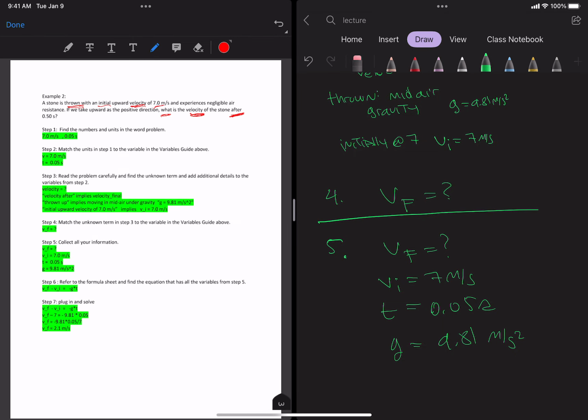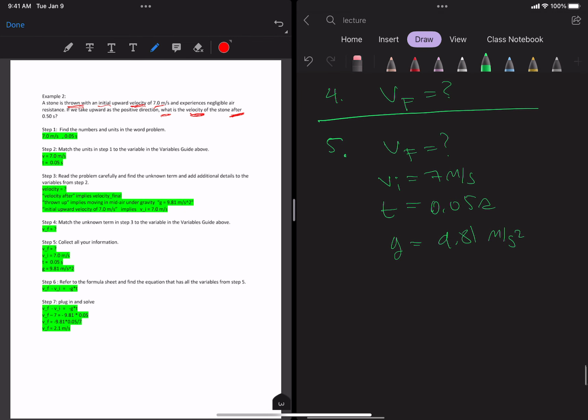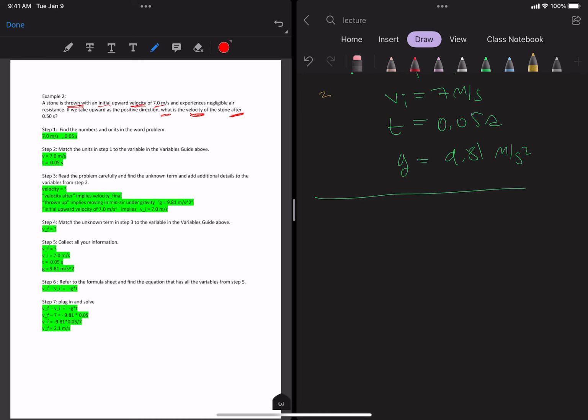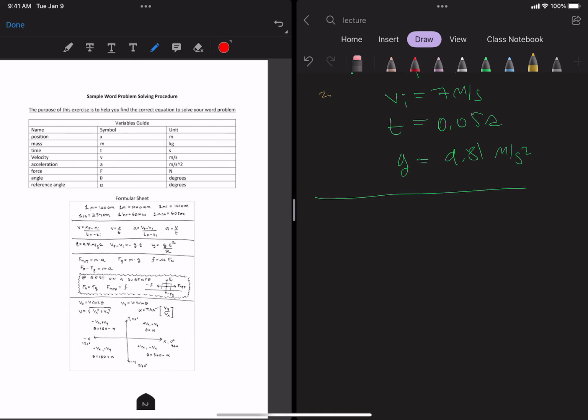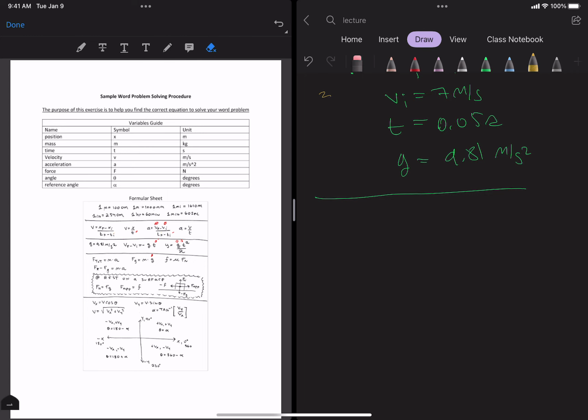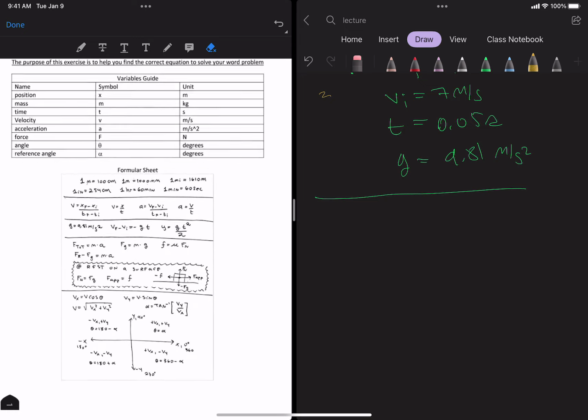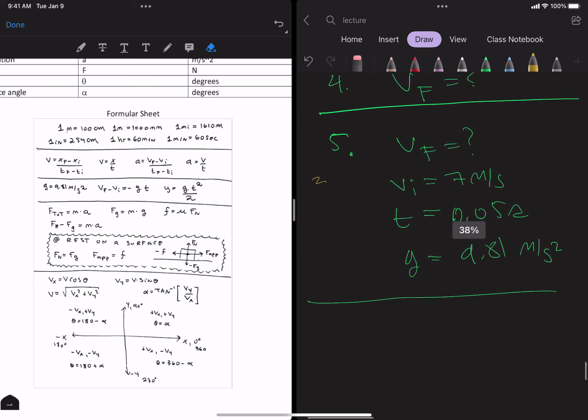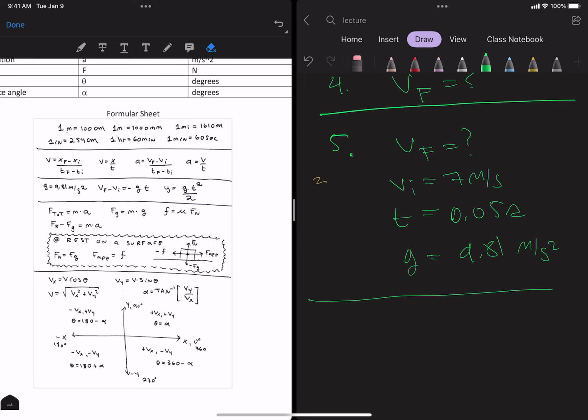So now let's go ahead and find the equation that corresponds to this one. On to step 6. We're going to refer to the formula sheet to find the corresponding equation. What I'll do is everywhere I see each of these variables, I'll put a dot. Wherever I see a v final, I'll put a dot. So v final here, and there's a v final here, and everywhere I see a v initial, I'll put a dot. So v initial here, v initial there.